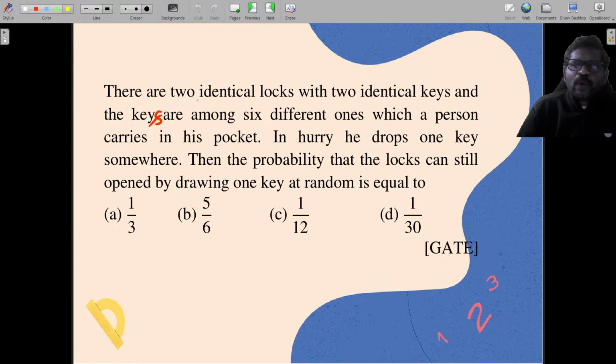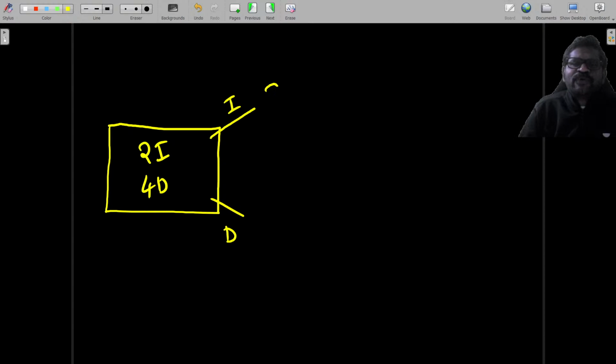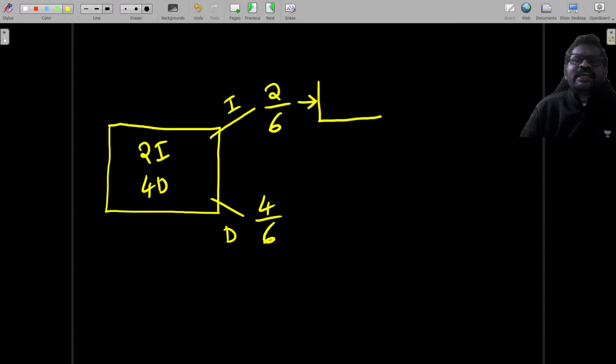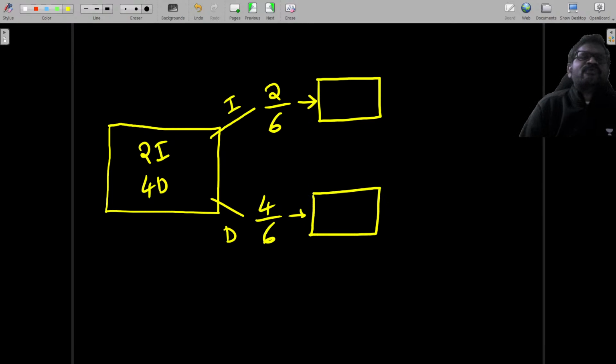There are two identical locks with two identical keys. The keys are among 6 different ones. So total number of keys are 6, in which 4 are different, 2 are identical. In hurry, he drops one key somewhere. That key could be identical or could be different. Chance of losing identical key is 2 by 6. Chance of losing different key is 4 by 6. Suppose identical key is lost, then the remaining keys are 4 different and 1 identical. If different key is lost, then 3 different and 2 identical are left.